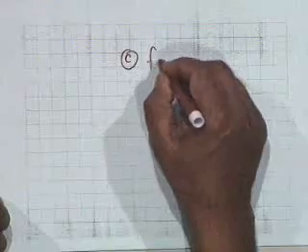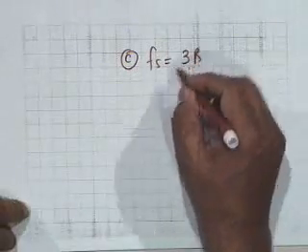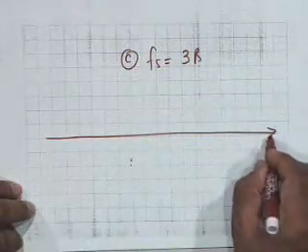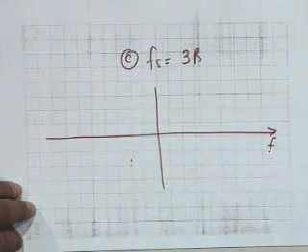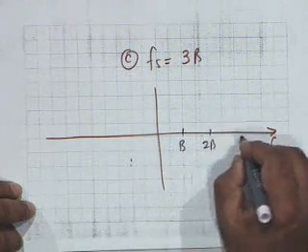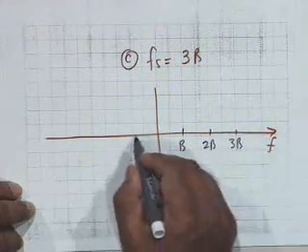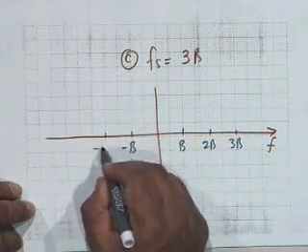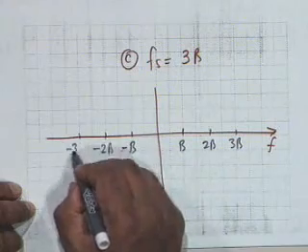However, if we increase to, let's say, 3b, let us see what happens. b, 2b, 3b, minus b, minus 2b, minus 3b.